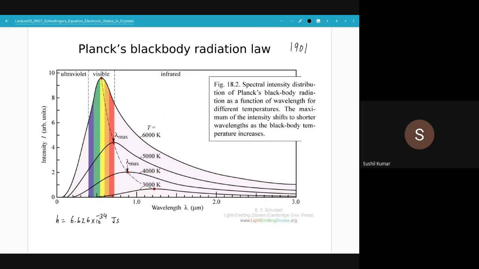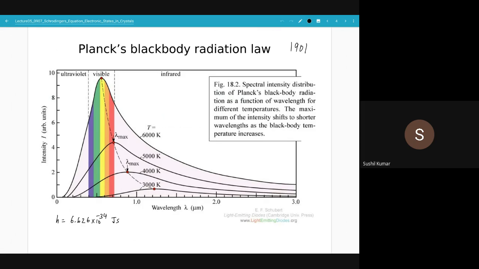And it had this strange spectrum. With the temperature, the peak where it emits changes, but it increases first and decreases with wavelength. And this could not be explained by any theory, except when Planck came about and said, well, the energy of light has to flow in bunches of h nu.